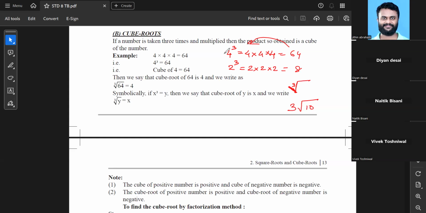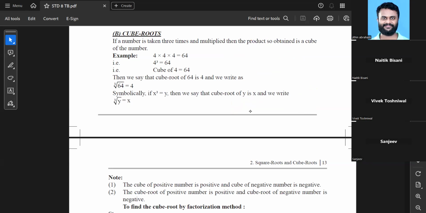Like in this case, 4 का cube is 64. Therefore, cube root of 64 is going to be 4. Similarly, cube root of 8 is going to be 2, and so on. Okay, this much is clear. Yes, sir. Okay, yes.